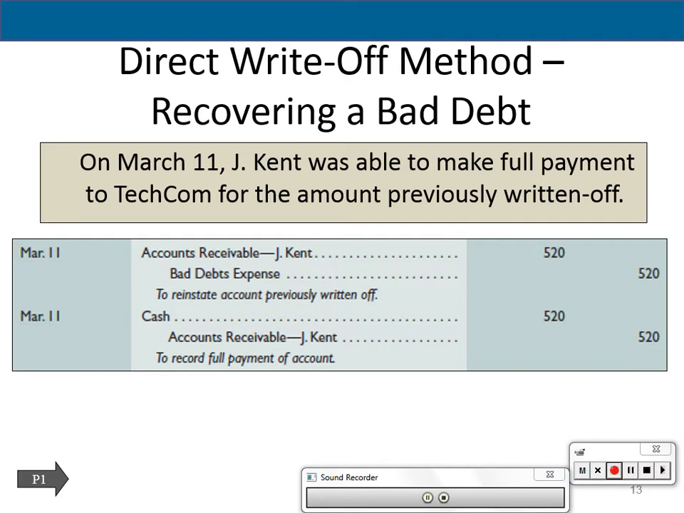So I have to debit accounts receivable for him and credit bad debt expense to take it out of there. And then I show I received the cash for that 520 and then credit his account again.